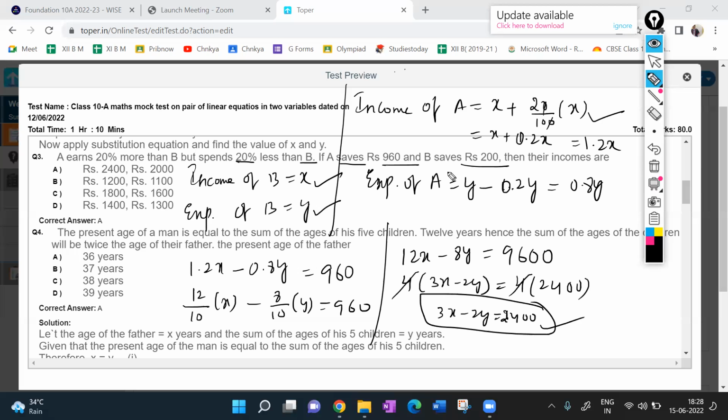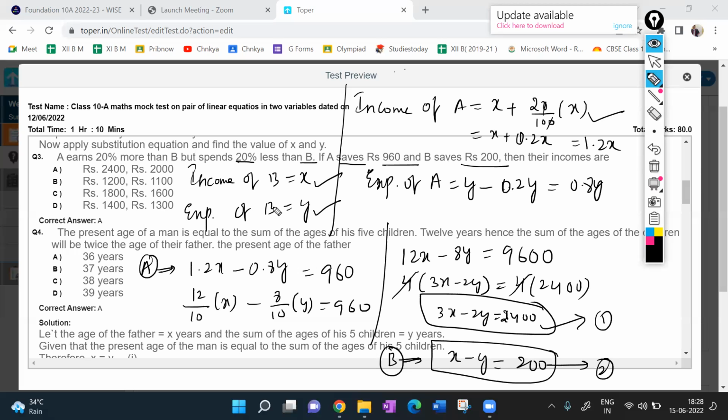Now again, B's saving is how much? B saves 200. So I'm talking about B now: X minus Y, income minus expenditure, is 200. Let us take this as the first equation and this as the second equation. Solving 1 and 2, what am I going to get? I'm solving on the screen itself so that it will be easy to tally the question and answer. Is it clear?